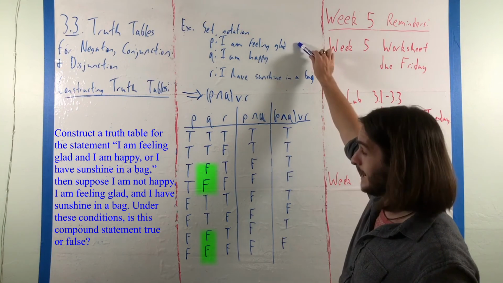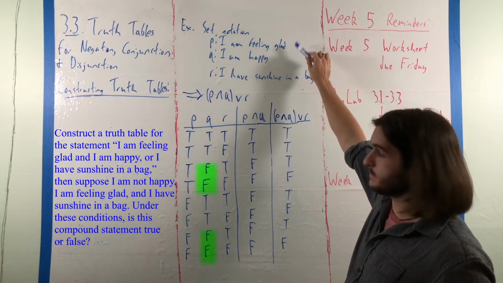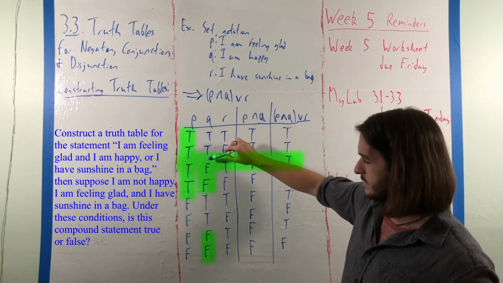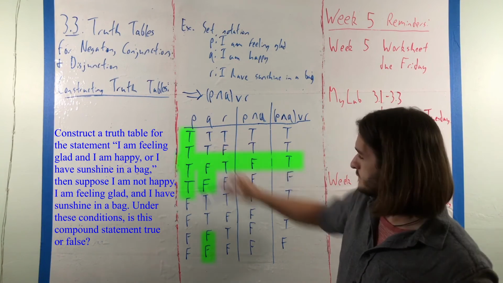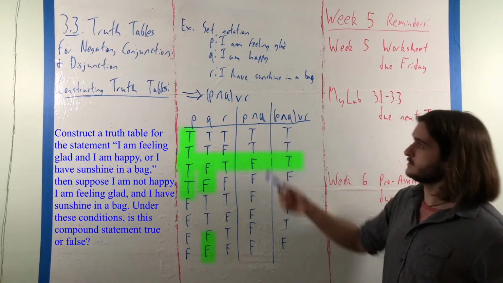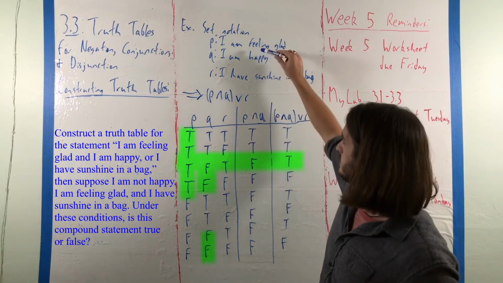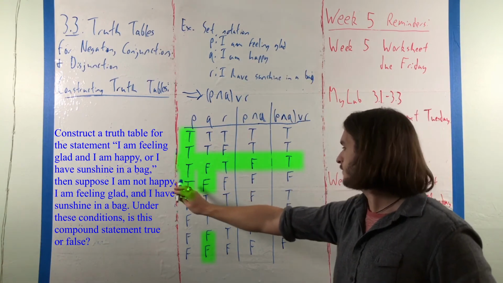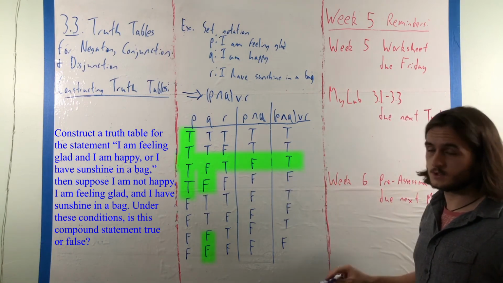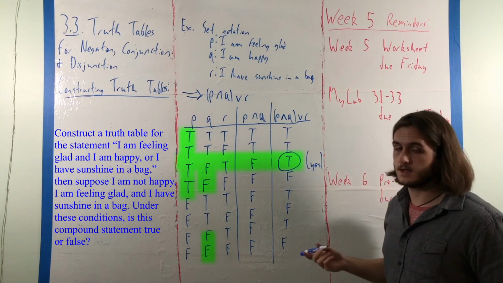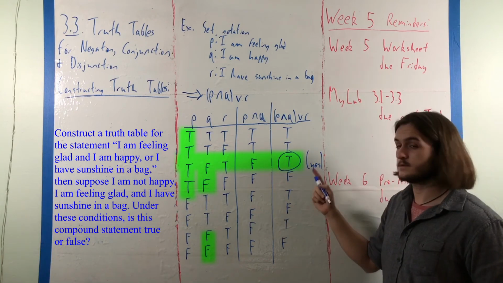Then we want I am feeling glad to be true because we're taking P. That means we want one of these four. That means that our options are now limited. Then we have I have sunshine in a bag, so this is true, which means we need P true, Q false, and R true, which only happens right here. And in that assumption, we end up with our statement being true. So the answer to whether or not the statement is true under those assumptions is yes.